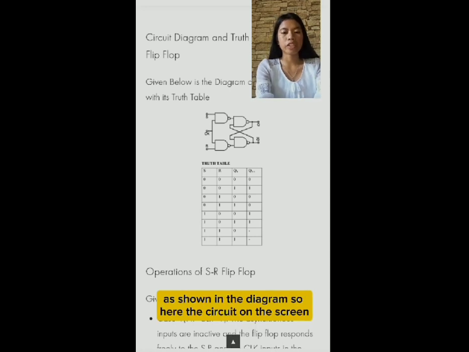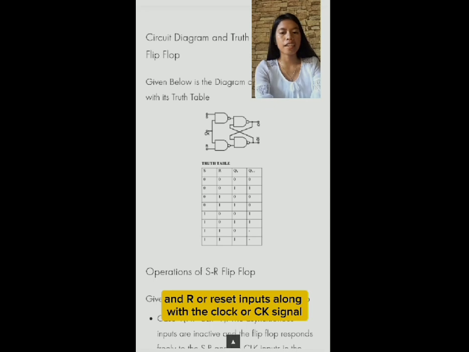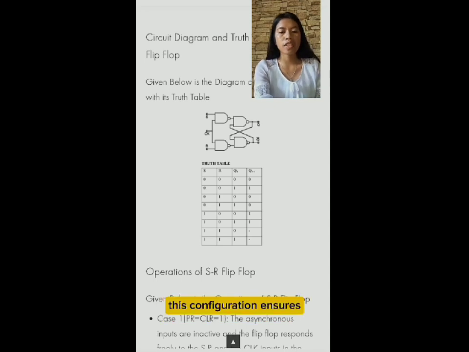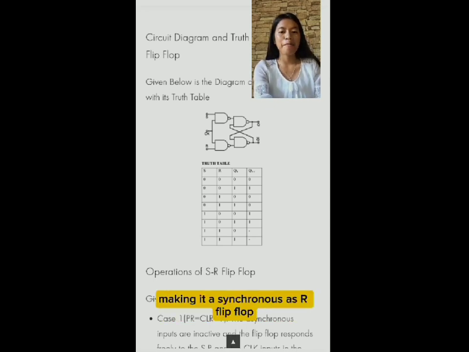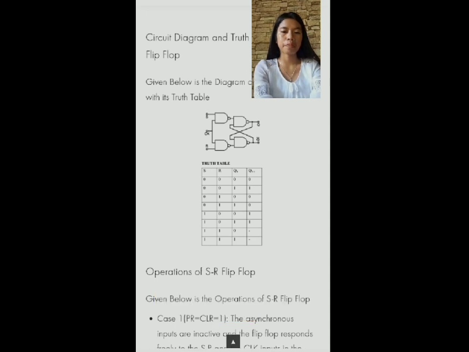On the screen, you can see a logic diagram with two NAND gates forming the cross-coupled latch, and two additional NAND gates receiving the S (set) and R (reset) inputs along with the clock, or CP, signal. This configuration ensures that the output changes only when the clock is high, making it a synchronous SR flip-flop. Next is the truth table.